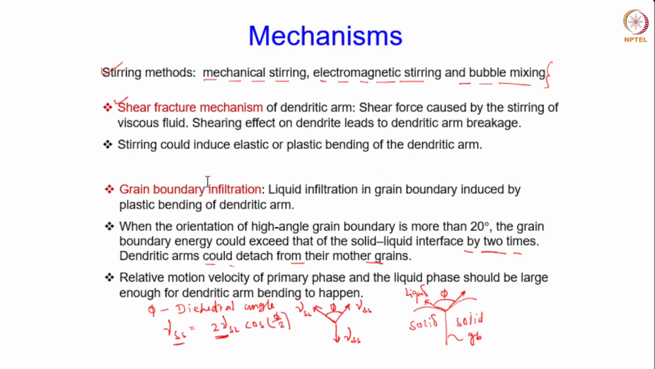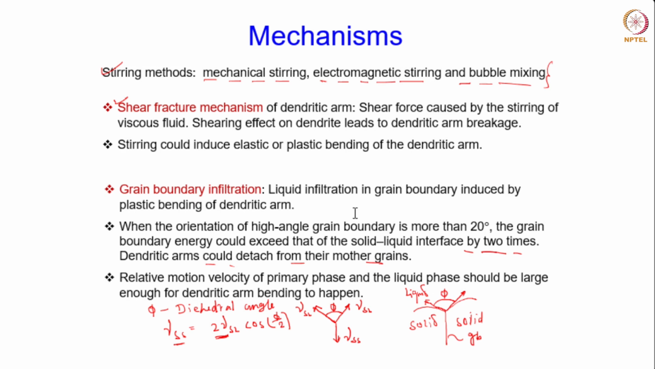The other way by which the stirring can promote grain refinement is through the creation of plastic bending in the dendrite arms, which leads to the penetration of the liquid metal into the grain boundary, and that in turn leads to the detachment of the dendrite arms from the mother grains. But for all this to occur, the velocity of the primary phase and the liquid phase should be large enough, so you need to stir the melt quite vigorously.